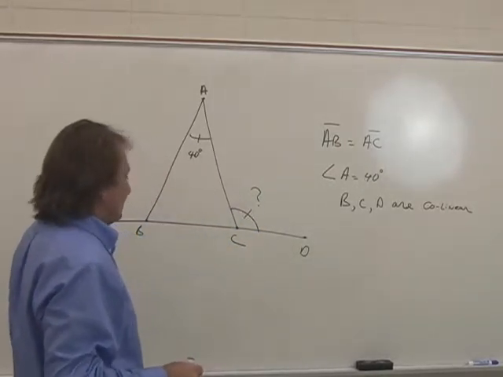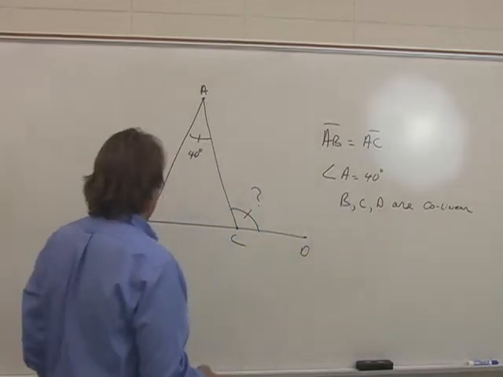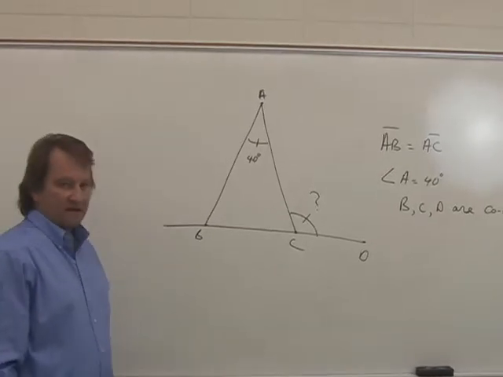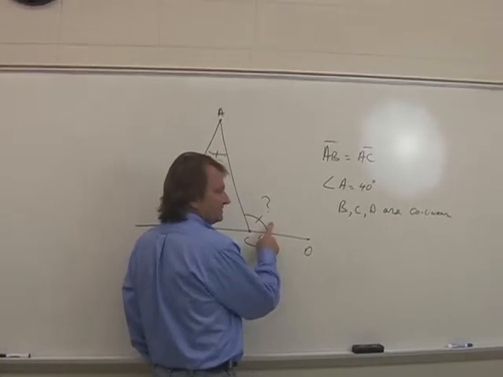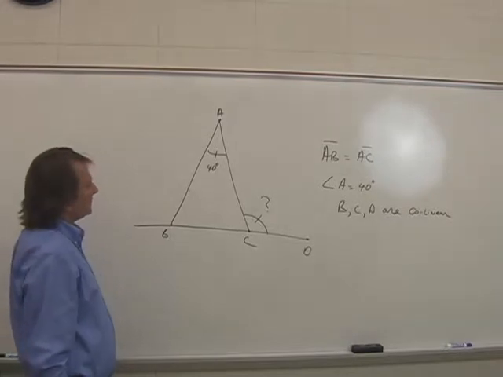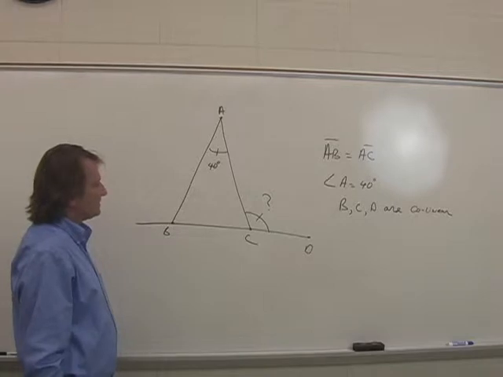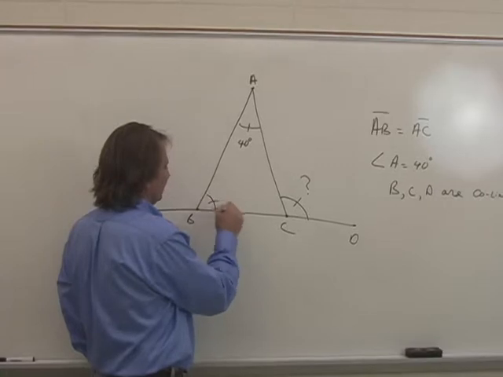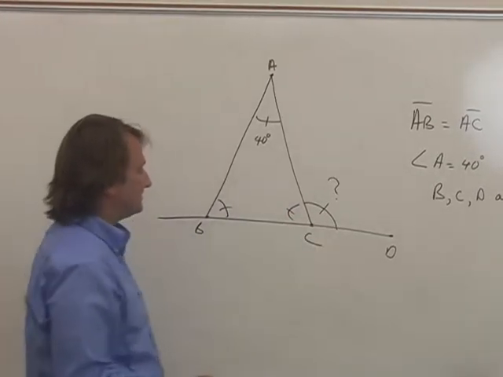And they're also making the statement that B, C, and D are collinear. In other words, they are along the same line. They are lined up with each other, and they are asking us to find the value of this angle here. So, in order to do that, we need to invoke one of the rules of geometry: the interior angles. We need to determine what these angles are so we can determine what this angle is.